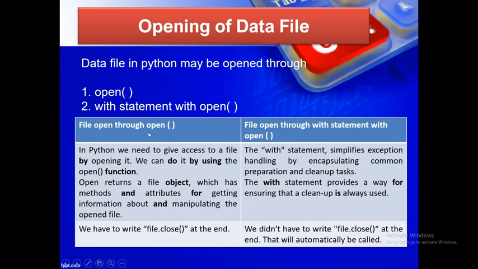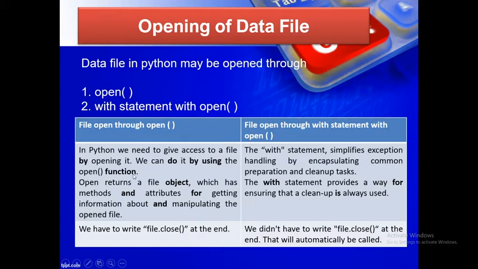The file opened through the open function. In Python, we need to give access to the file by opening it. Unless the data file is opened, we are not allowed to access the data inside it. So we can do it by using the open function.